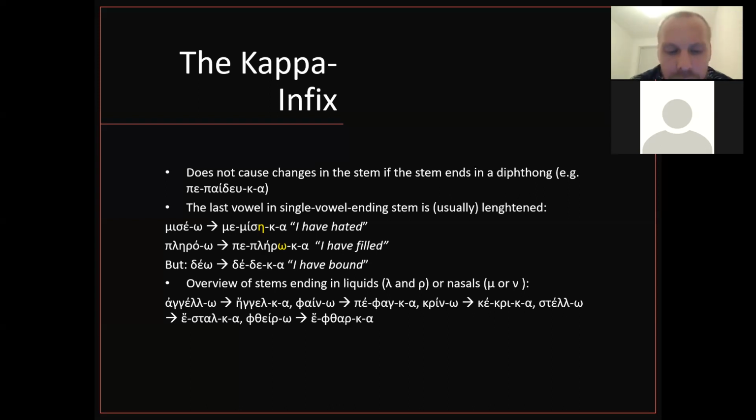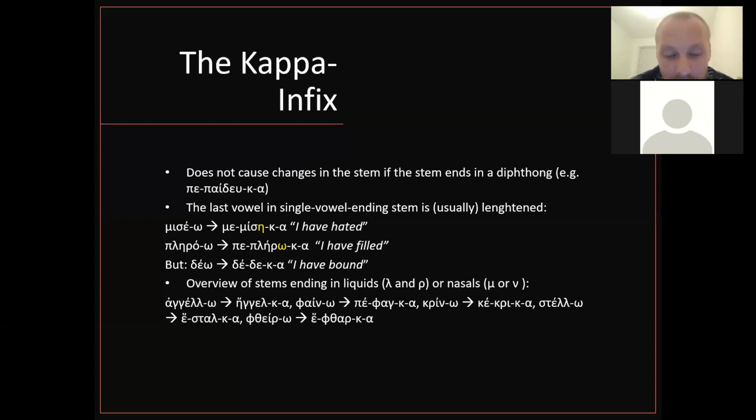And also if the root of the verb ends in a liquid, a lambda or a rho, or a nasal, a mu or a nu, the ending of the stem is usually not altered as a result of the addition of the Kappa Infix. Except if the stem ending consonant is a nu, in which case the nu usually changes to a gamma, which is then pronounced like an ng sound in front of the Kappa Infix. Or sometimes the nu may also just disappear.